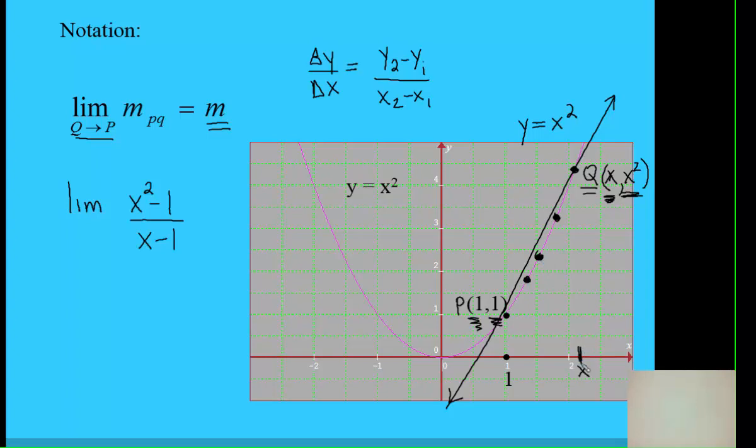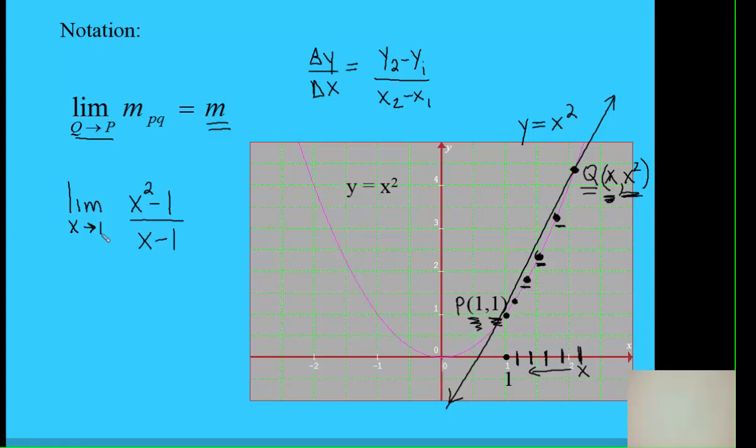Well, the x value here, when we start, but then when we move a little bit closer, the x value goes to here. We move a little bit closer, the x value goes to here, and closer again, to here. So isn't x approaching 1? So we're going to write as x approaches 1.